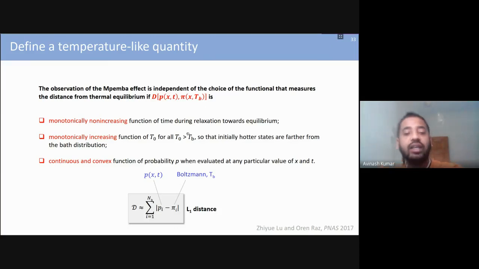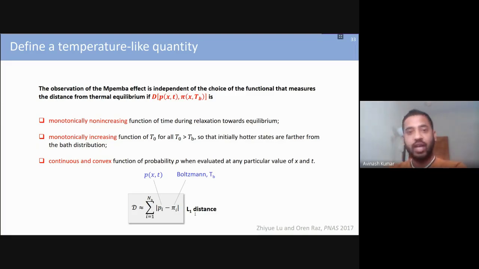In our case, we used an L1 distance function, which is just measured as the absolute difference of the instantaneous probability p_i and the Boltzmann distribution π_i. This is a very simple distance function, but it doesn't mean that this is the only one. Any distance function, for example the Kullback-Leibler or the entropic distance, which also follow these criteria, are good candidates to be used as a proxy of temperature. But we will stick here with the L1 distance. Part of the reason is that this is a very easy thing to calculate, and the second is that it also eased our calculation to analyze our experimental data.